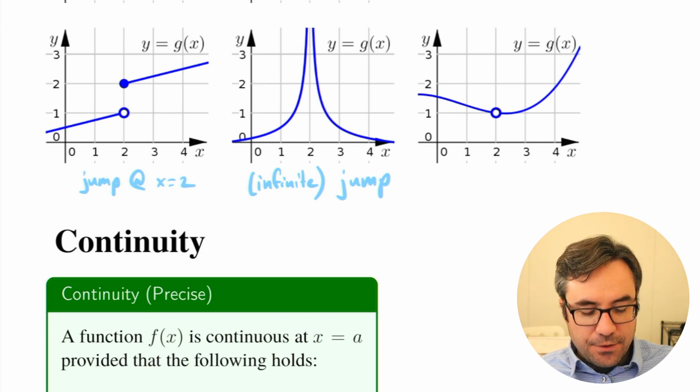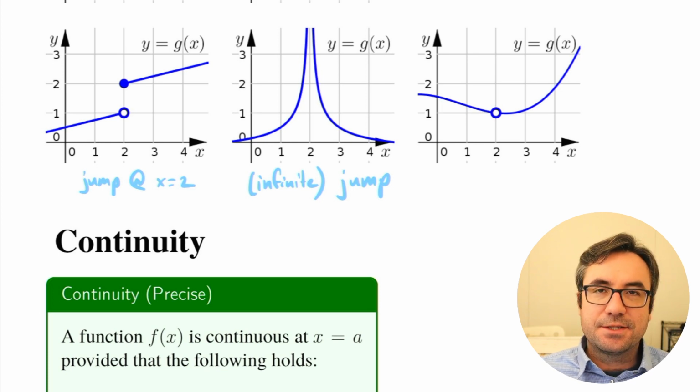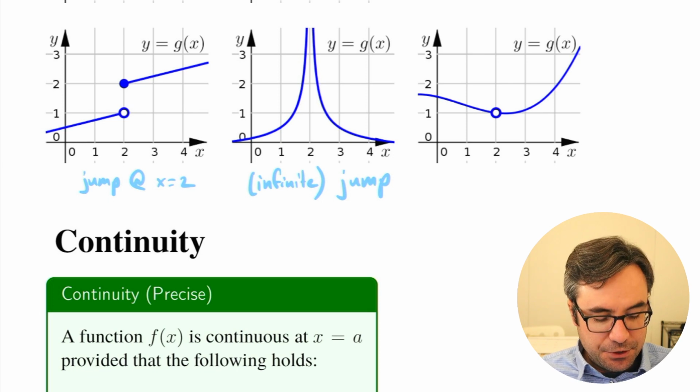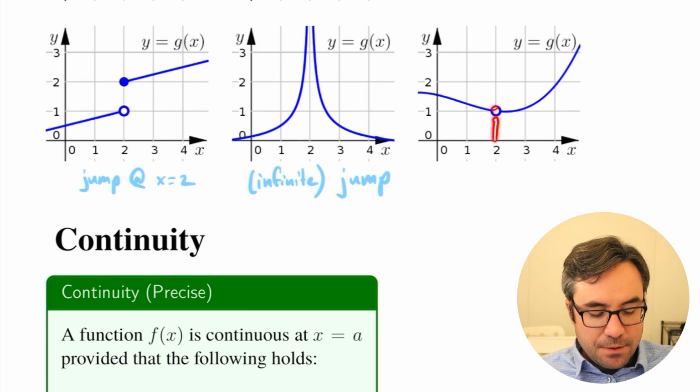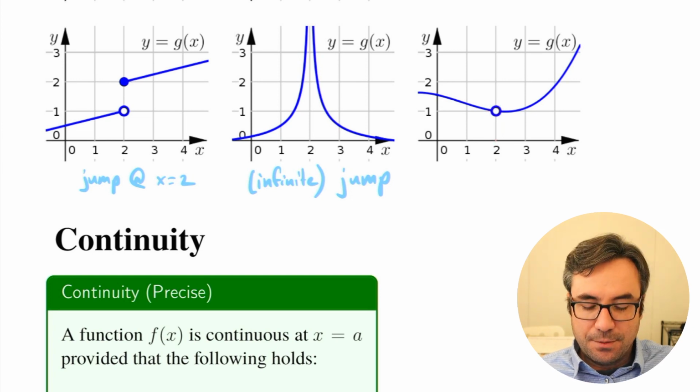And then in the last one, this one isn't really a jump, but there's something missing at x equals 2. If we look at x equals 2 here and we read up, there's just a hole in the graph. There's a point that's missing.